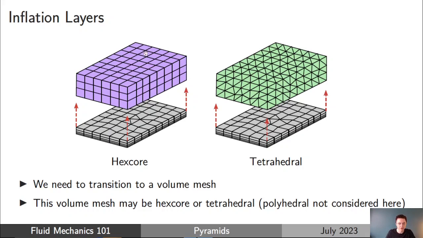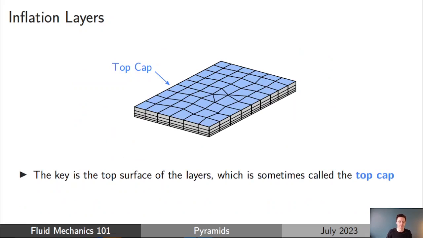And this volume mesh may be hexahedral based, it may be a hex core, it may be filled with tetrahedral cells of some type, or it may be filled with polyhedral cells. The mesh generator needs to fill the space with these cells, but it also needs to transition from the layers we've just generated out to the volume mesh. That's really going to be the focus of this talk: the transition between the inflation layers and the volume mesh.